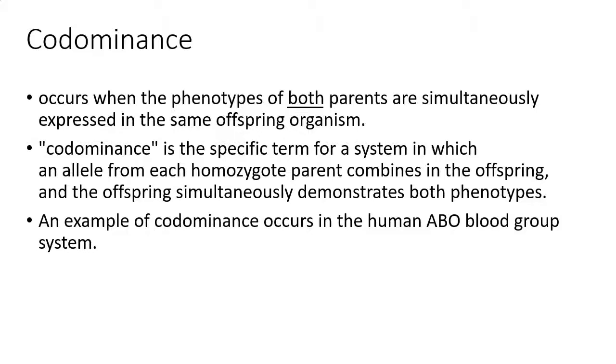Codominance is a specific term for a system in which an allele from each homozygote parent combines in the offspring, and the offspring simultaneously demonstrate both phenotypes. A good example of codominance is A-B-O blood groups. So type A blood is codominant and type B blood is codominant. So if an A parent and a B parent have an AB offspring, both the A and the B alleles will be expressed.